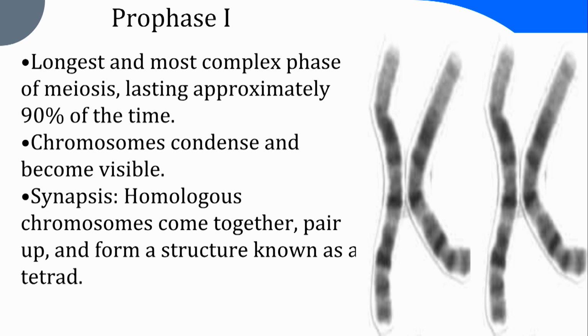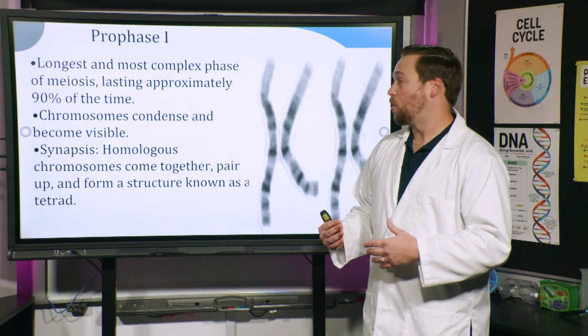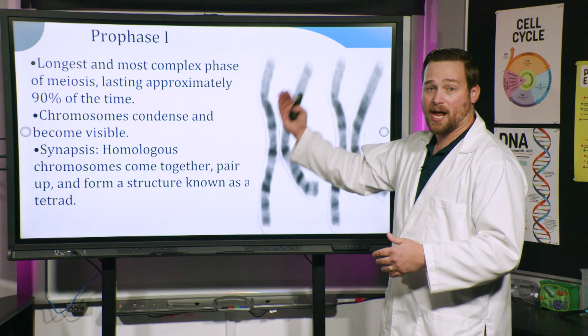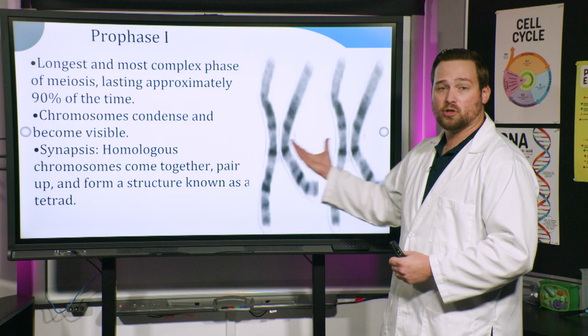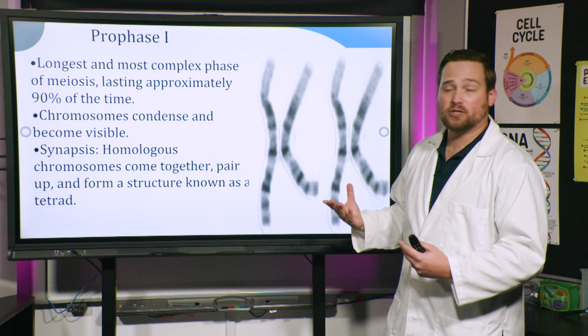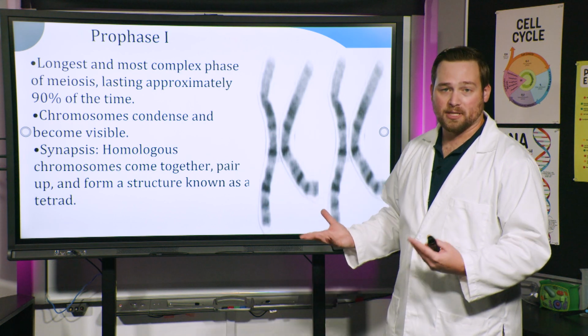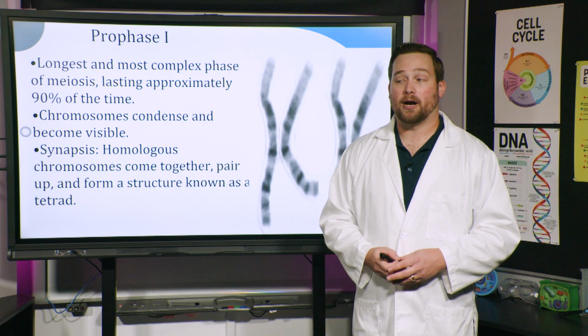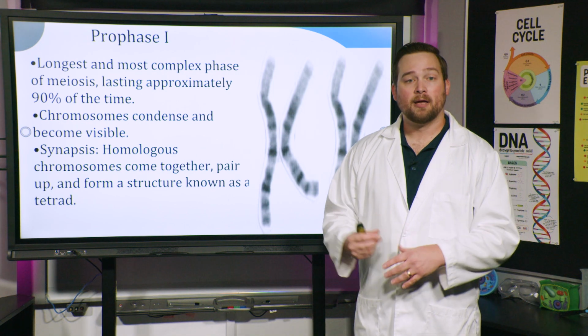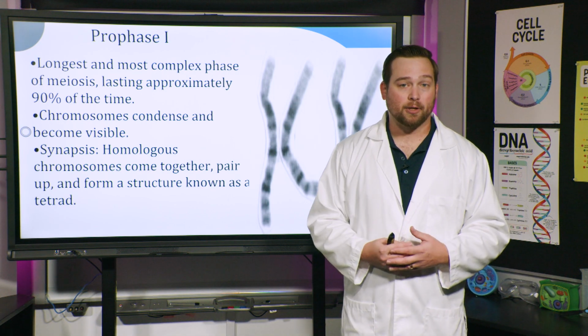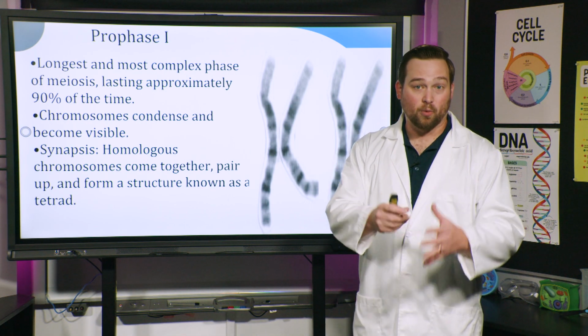Okay, so that bottom part, what is synapsis? It's when homologous chromosomes come together, they pair up, and they form a structure known as a tetrad. So this whole picture would be called a tetrad. A tetrad is made up of 2 homologous chromosomes, and each chromosome has a sister chromatid. So I know there's a lot going on there. They're kind of similar, kind of different, but we're going to practice these vocabulary terms as we go. So just hang in there with me for now.